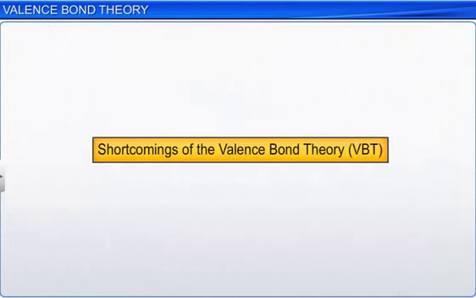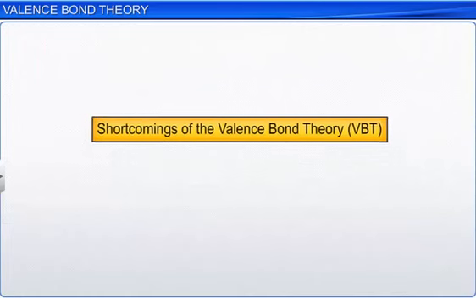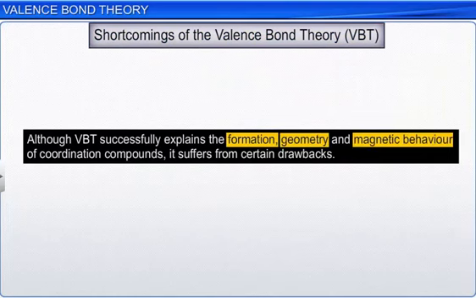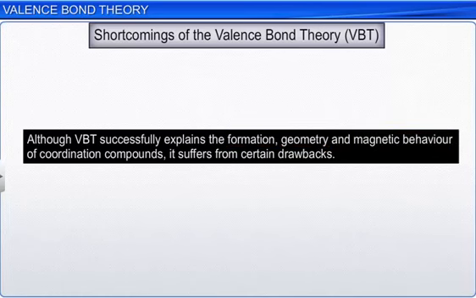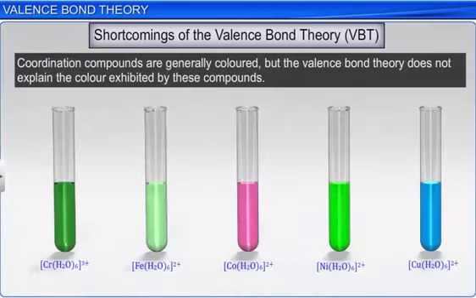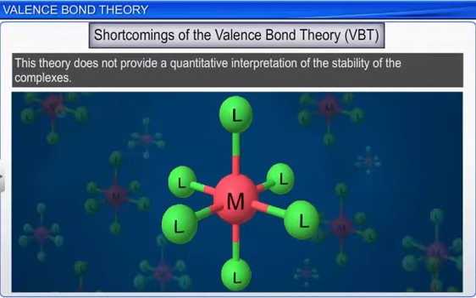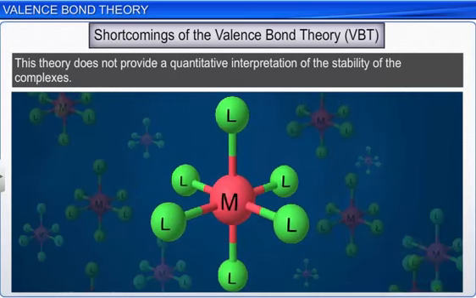Although the valence bond theory successfully explains the formation, geometry and magnetic behavior of coordination compounds, it suffers from certain drawbacks. They are: Coordination compounds are generally colored, but the valence bond theory does not explain the color exhibited by these compounds. This theory does not provide a quantitative interpretation of the stability of the complexes. It does not give the quantitative interpretation of magnetic data.